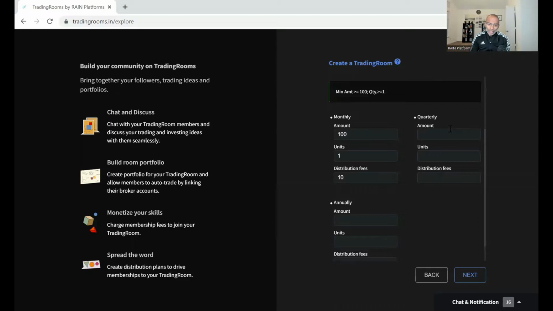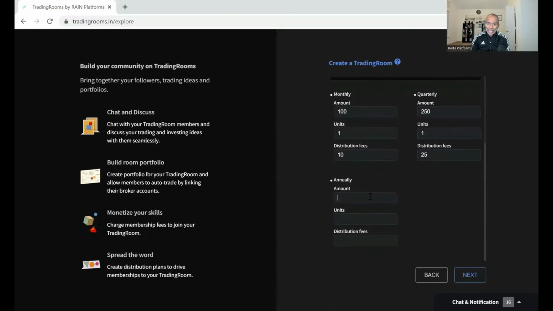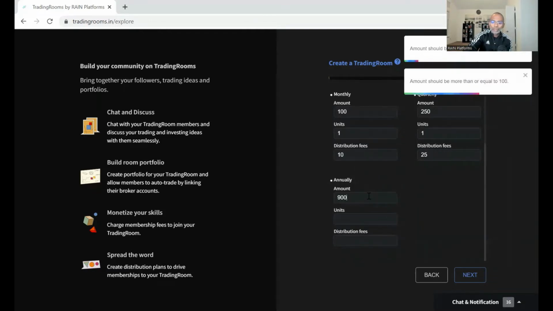I'm also going to have a quarterly plan. I want to nudge people to subscribe to a quarterly plan. So I'm going to go ahead and make this 250, and this is again for 1 unit. And here I'm going to be sharing, let's say 25. And let's say I also want an annual plan, and I make the annual plan, let's say 900 for 1 unit, and distribution fees here will be 90.